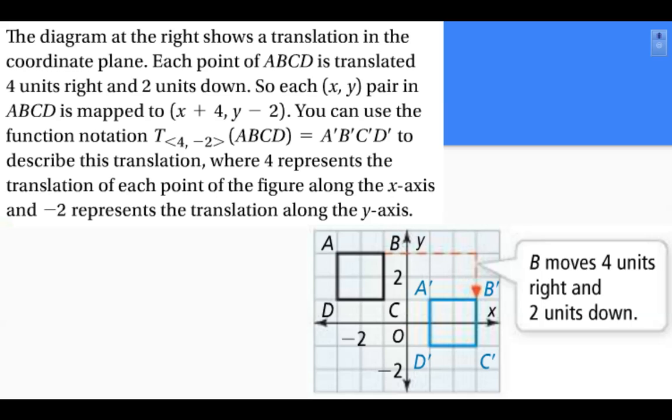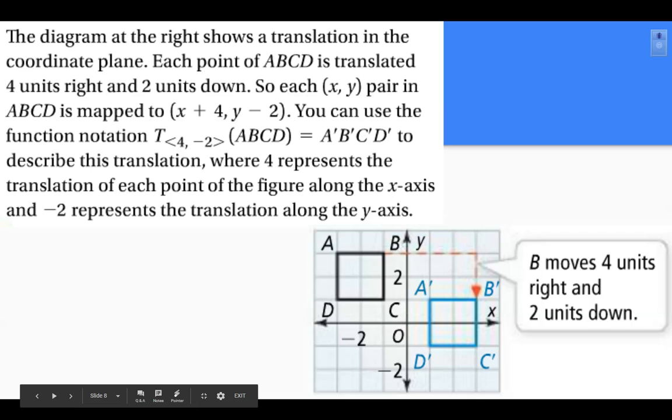What this means is for every point here, it's going to move 4 to the right, and we're going to move 2 down. So if you look at A, you're going to go 1, 2, 3, 4, then 1, 2 down to this position here for A prime. B will go from 1, 2, 3, and 4, down 2 to B prime. C is going to go 1, 2, 3, and 4, down 2 to C prime, and D will do the following: 1, 2, 3, and 4, down 2 to D prime.